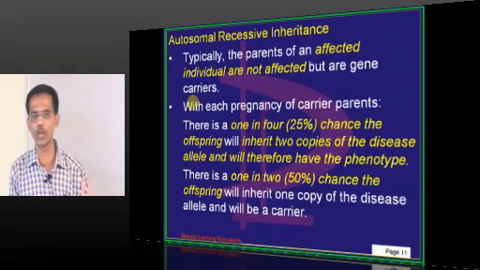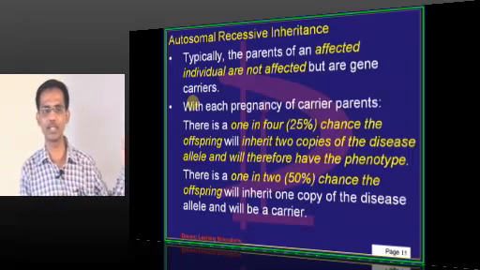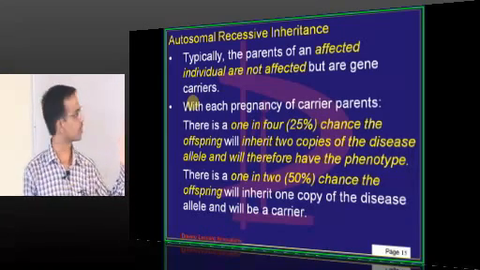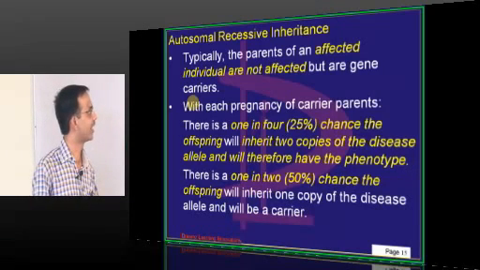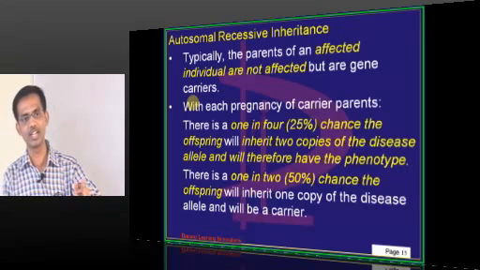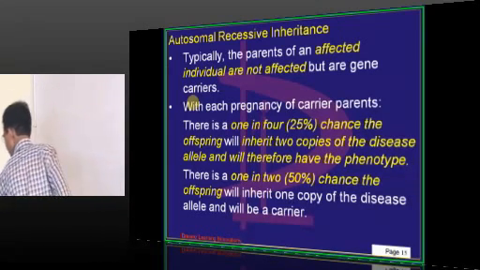Just remember this value vaguely. I'll tell you how we arrived at this. We will do a little bit of mathematics and arrive at that. How did we reach there? 1 in 4, that is a 25% chance that the offspring will inherit two copies of the disease allele. Only when it inherits both the copies will it manifest the disease. Very quickly, we'll see how that happens.